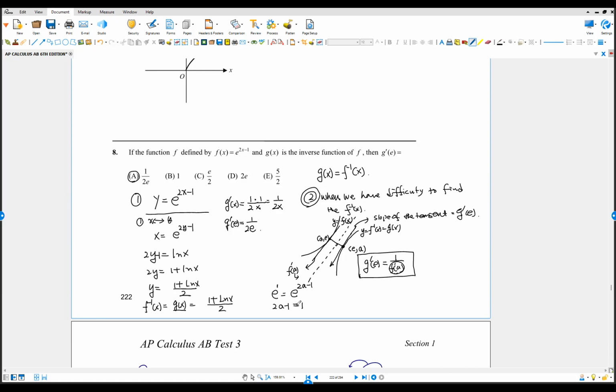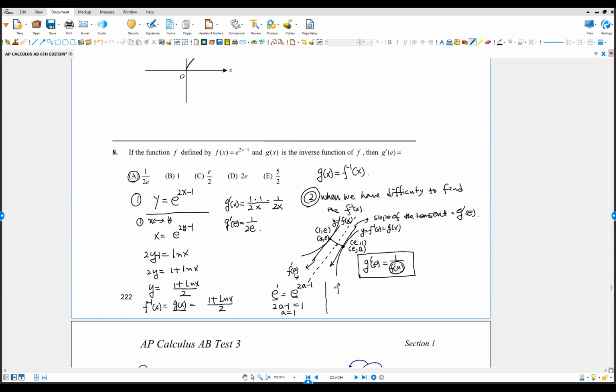Are you okay with this? Yes. e to the 1 equals e to the 2a minus 1. The same base number, 2a minus 1 is 1, 2a is 2, a equals 1, right? This point is now a, 1. First one is 1, so this point is 1 and e. Switch. This point is e and 1, right? So now let's find f prime x.